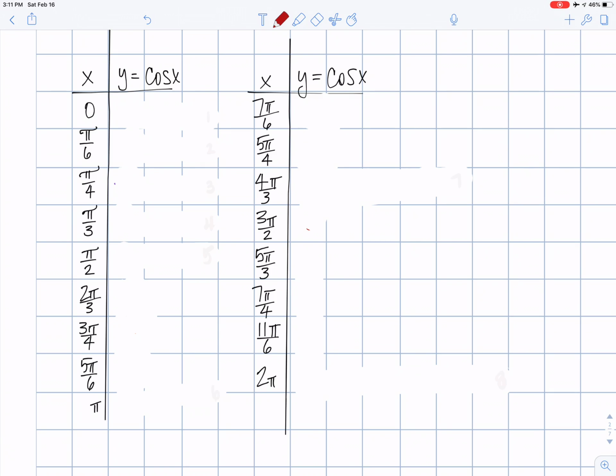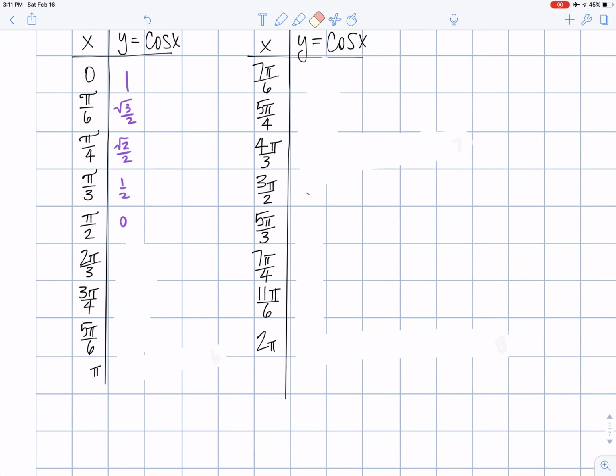So if you'll go then to your first position, the cosine at 0 is 1. The cosine of pi over 6 is root 3 over 2. The cosine of pi over 4 is root 2 over 2. The cosine of pi over 3 is 1/2. And the cosine at pi over 2 is 0.